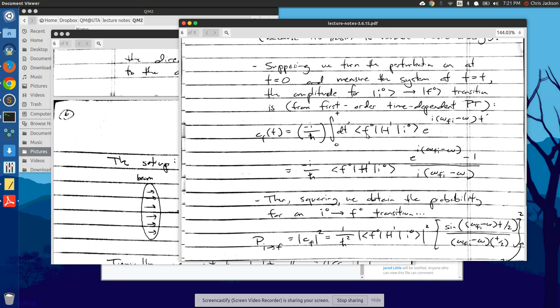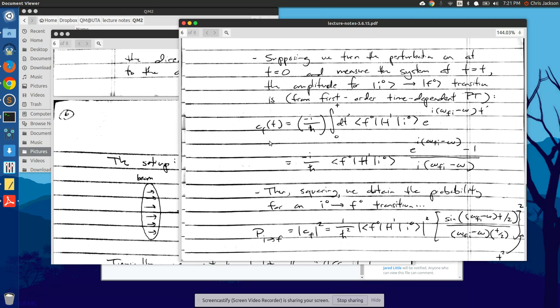Which reminds me, I'll put a homework assignment in the Dropbox after I'm done with this. Dealing with this type of stuff. Not Fermi's golden rule, but computing perturbation, time-dependent perturbation theory stuff.